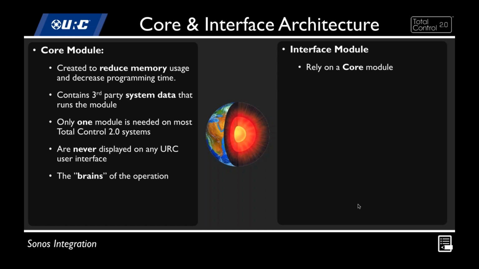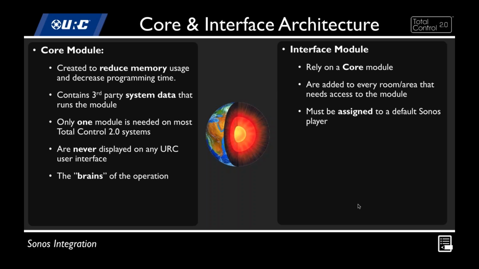Now, the interface module completely relies on the core module. As a matter of fact, once you're adding an interface, you need to assign it to a core. Interface modules should be added to every room or area that needs access to the module, and these interface modules must be assigned to a default player for Sonos. Once you've downloaded them, they must be assigned to a default player. That way, anytime you launch the module, you have a player to be directed to.